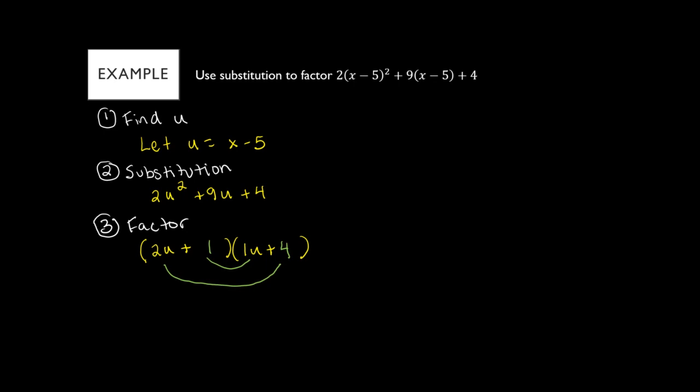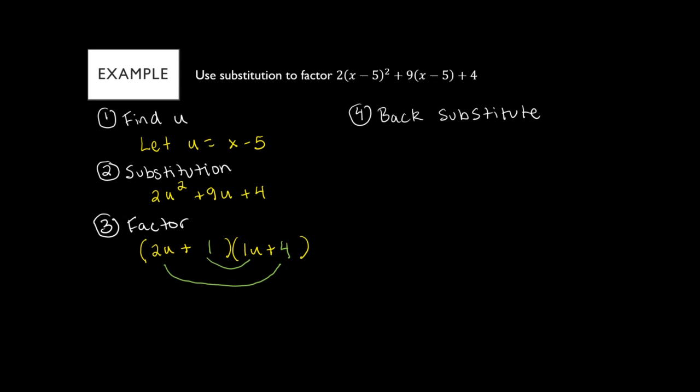So there's not a lot of choices, and it's easy enough to kind of look at mentally so that you can see, oh, okay, this is where I have to put the numbers in order to work out to 9. So this factors to 2u plus 1 and 1u plus 4. So next is to back substitute, to basically replace u with x minus 5.